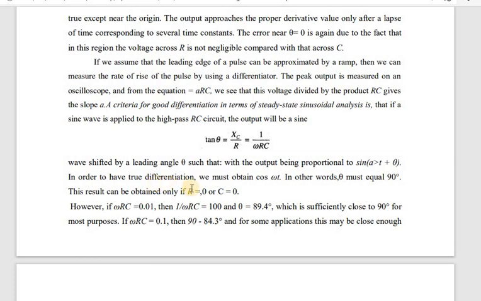So that's the result. Then only we can get R equals 0 or C equals 0. So this is the condition we apply when we are applying the sinusoidal voltage. To have a proper sinusoidal analysis, we have to take the condition tan theta equals 1 by omega RC, and the angle should be 90 degrees. Only under that condition you will get R equals 0, that is negligible, or C equals 0.